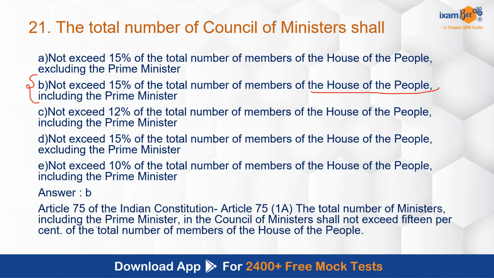The total number of ministers including the Prime Minister in the Council of Ministers shall not exceed 15% of the total number of members of House of People.